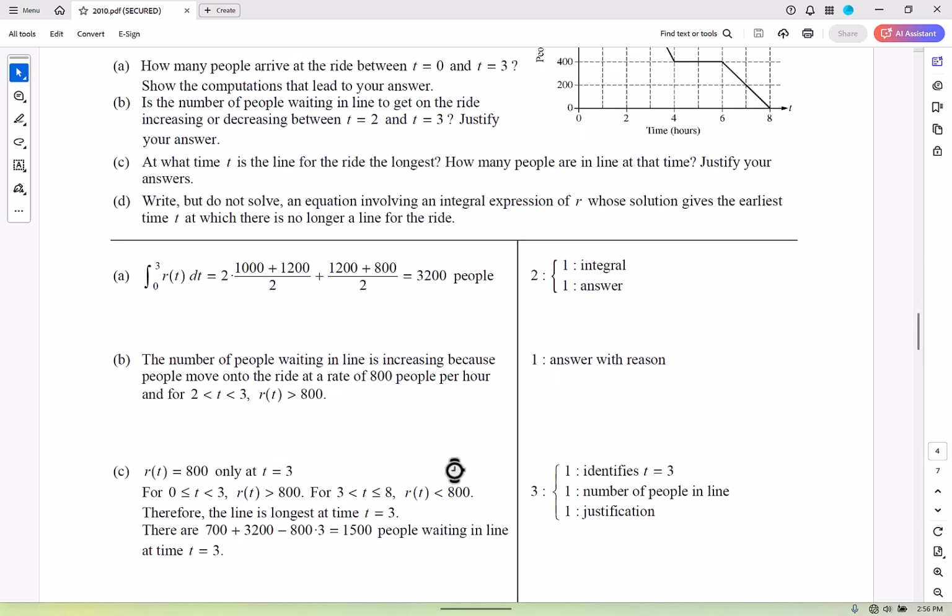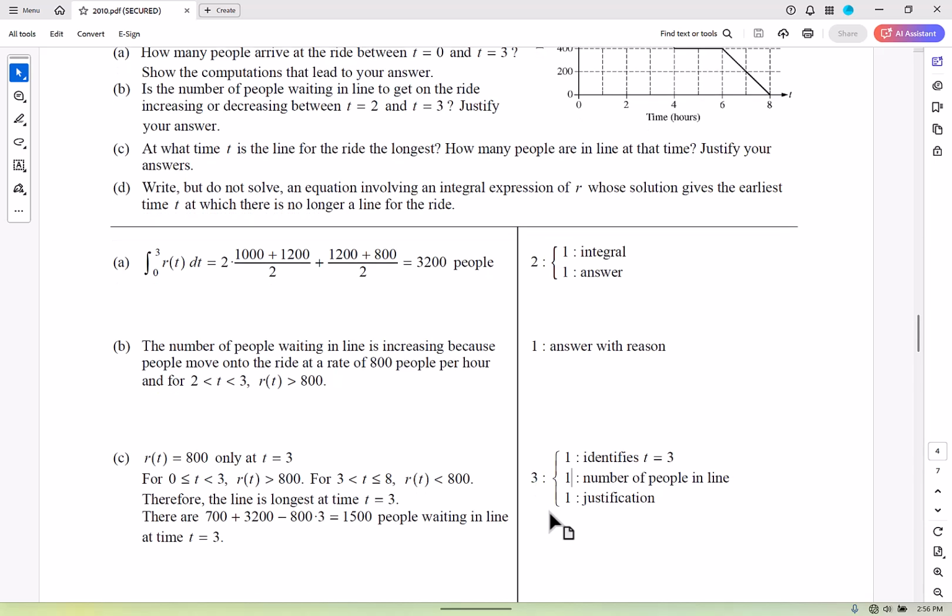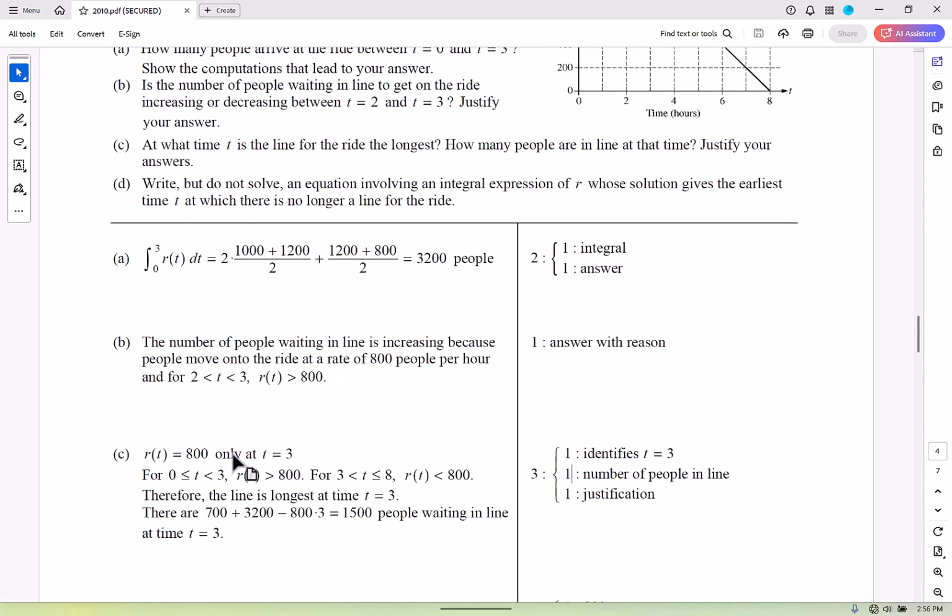Letter C, how many points? 3. Look at this. Identifies T equals 3, number of people in line, and justification. R of T equals 800 only at T equals 3. Between 0 and 3, R of T is greater than 800. Between 3 and 8, R of T is less than 800. Therefore, the line is longest at time T equals 3. There are 700 plus 800, 1,500 people waiting in line. We got the full credit. We said what they said. Cool or not cool? All right, let's see letter D.